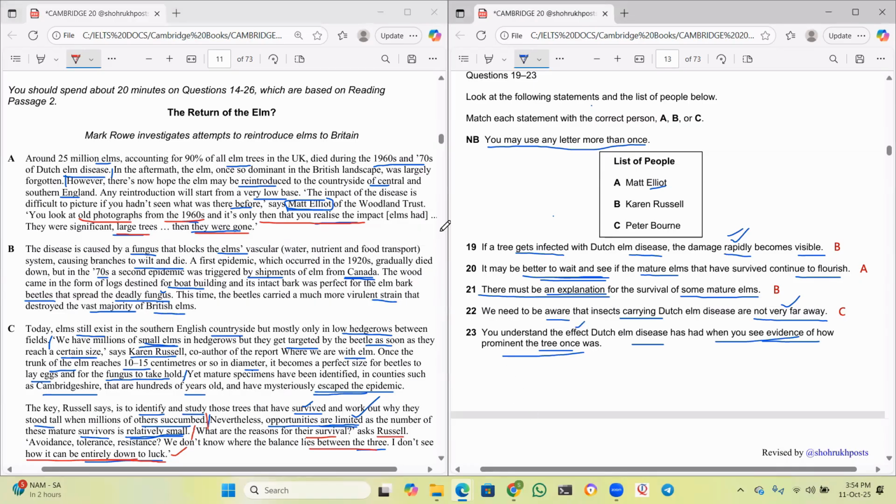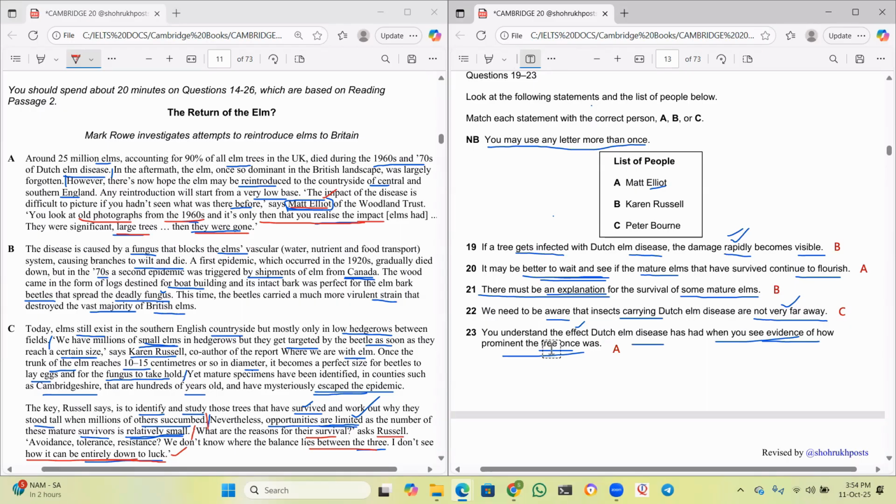Effect means impact. They both are synonyms, guys. Impact and effect. Now, Dutch elm has had when you see evidence of how prominent the tree once was. So only when you look at the old photographs will you understand the impact of this disease on the trees. That's what he says. Who said this? Matt Elliott. So where is Matt? A. So what should be the answer, guys? My answer is A.